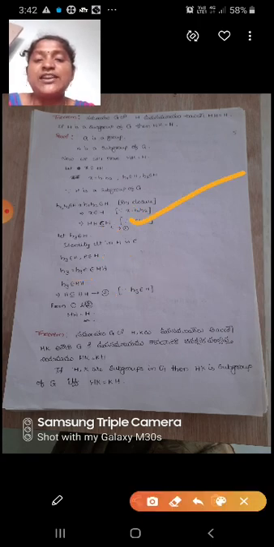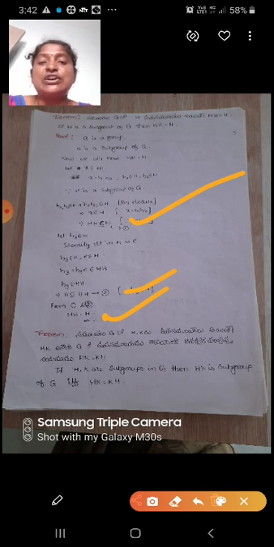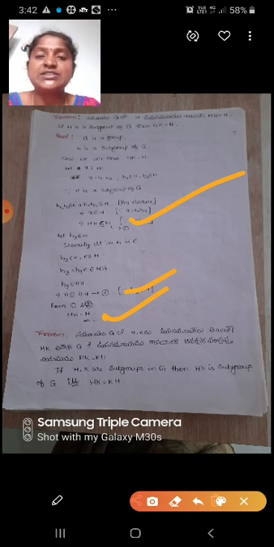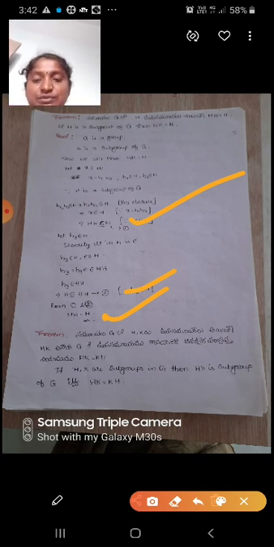Next, from 1 and 2. 1 is H into H subset or equal to H. 2 is H is a subset or equal to H into H. From 1 and 2, you can write H into H equal to H. So therefore, if H is a subgroup of G, then H into H equal to H.